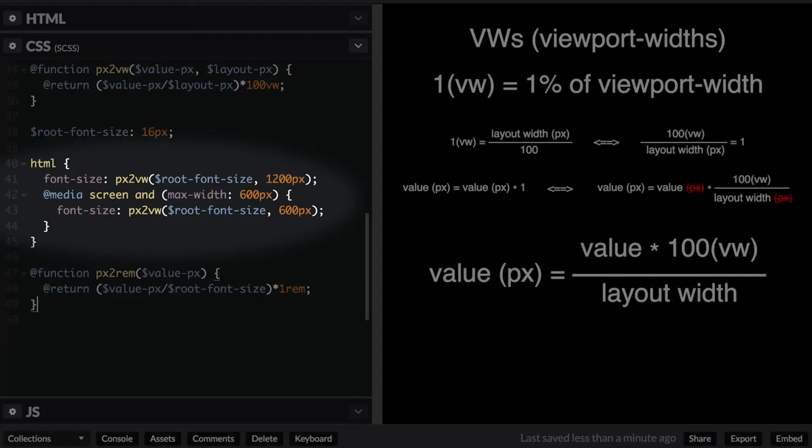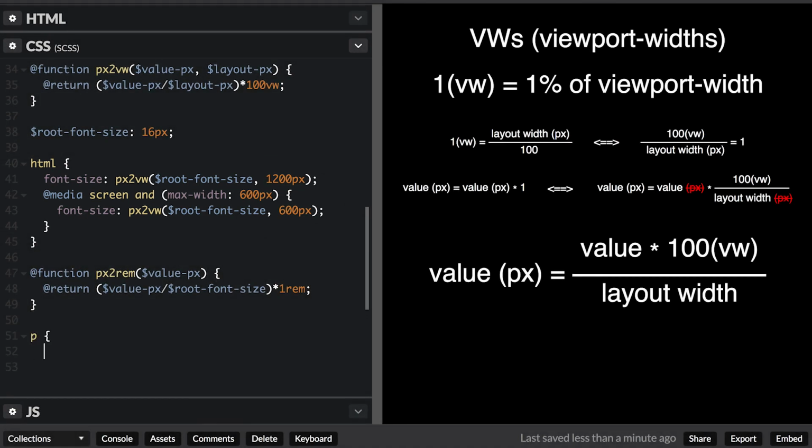So now we've got a Sass function to convert pixels to VWs and a Sass function to convert pixels to REMs. That's all we need. Use the pix to VW function on your root HTML element and reset it at each breakpoint. Then use the pix to REM function everywhere else.